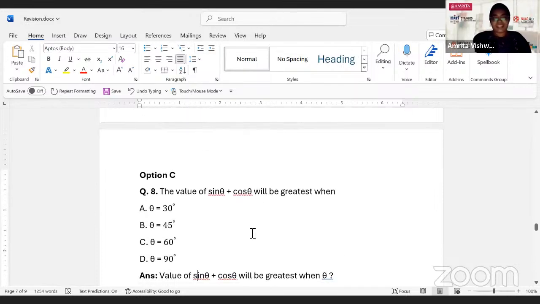Now, this is a question that you're just going to give me an answer when you're looking at it. The value of sine theta plus cos theta will be greatest when theta is 30 degrees, 45 degrees, 60 degrees, 90 degrees. No need to use a pen, no need to write. Just think and then give me the answer. What's the value of sine 30 and cos 30? What's the value of sine 45 and cos 45? What's the value of sine 60 and cos 60? What's the value of sine 90 and cos 90? Don't use your pen. Just calculate or think about it in your mind and give me the answer.